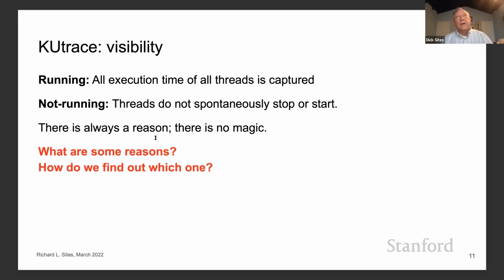For things that are not running, you have a thread that's running and it stops running. It doesn't spontaneously stop. There's a reason. And when later it restarts, it doesn't spontaneously restart. There's a reason. So I'm going to ask questions now. I hope we have a few people. Just unmute and give your two-word answer and mute again. What are some of the reasons that running threads stop and start again?